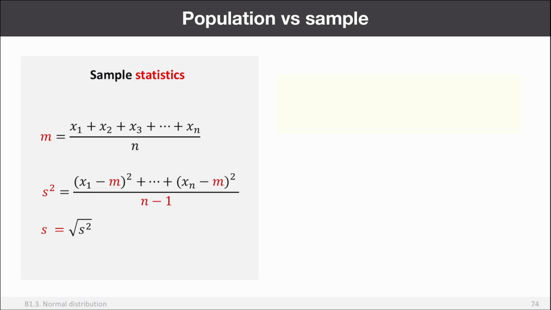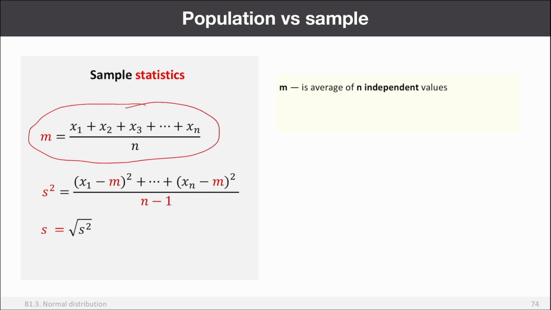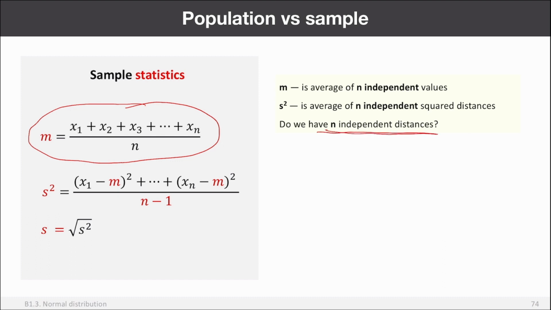Why n minus 1? Well, the idea is the following. When we compute an average, we assume that all values are independent. So when we compute the average of n values like this, we assume that all n values are independent. That means that they are not related to each other. You cannot compute one value if you know the other ones. Okay? However, when we compute the variance, it's also an average, right? So variance is the average of n independent squared distances. But when we do this for a sample, do we indeed have n independent squared distances? Well, the answer is no.